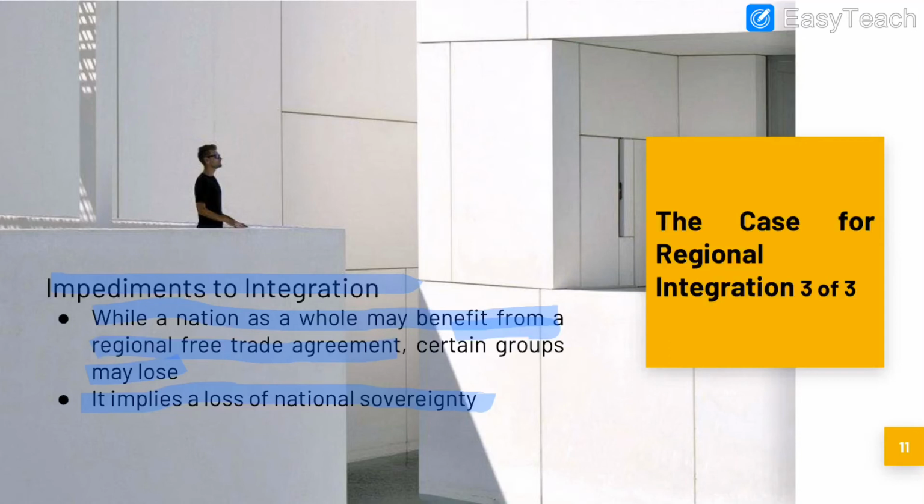So there are two main impediments to integration. The first one is that it can be costly. While a nation as a whole may benefit from the regional free trade agreement, certain groups may lose a certain amount of money or economic standing. They are going to see a drop in their economy, and it can also result in the loss of national power. So they don't have power, and they don't have authority.